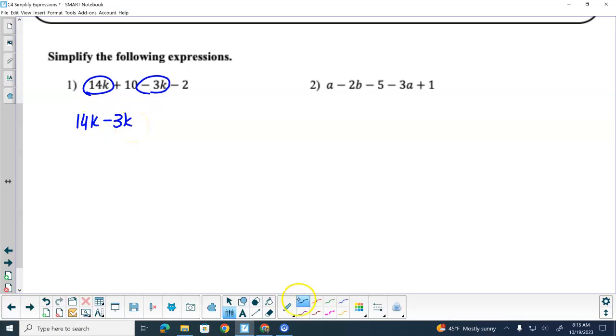Those are like terms. Is there another set of like terms? 10 and negative 2 are like terms because constants are automatically like terms.